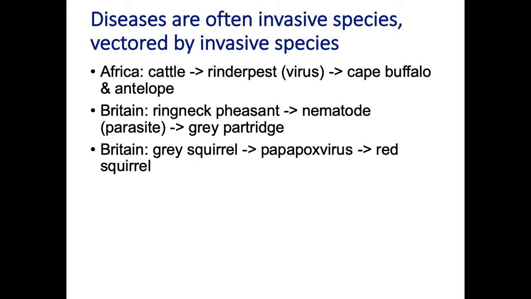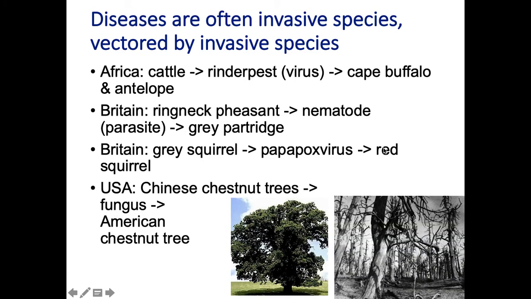In Britain, another example, gray squirrels, which are introduced, can transmit poxvirus to their native red squirrels. And in the United States, we used to have a kind of iconic tree that's functionally extinct. It still exists, but it used to be a dominant canopy species, and now it cannot grow to be of canopy size, and it's the American chestnut tree. People introduced Chinese chestnuts, and with them they brought a fungus that could also infect the American chestnut tree. And now we don't have American chestnut trees anymore.